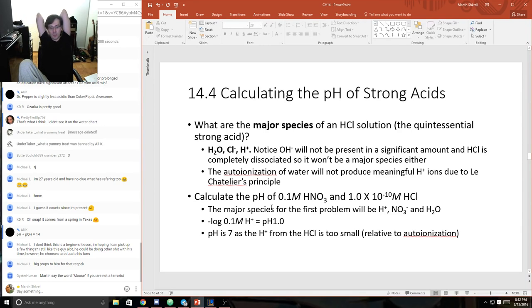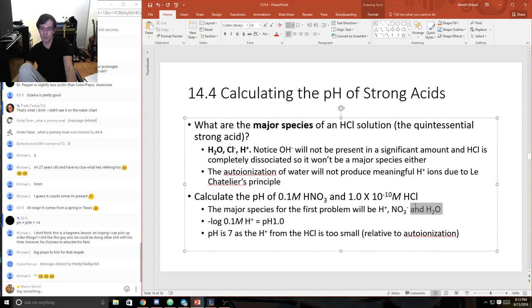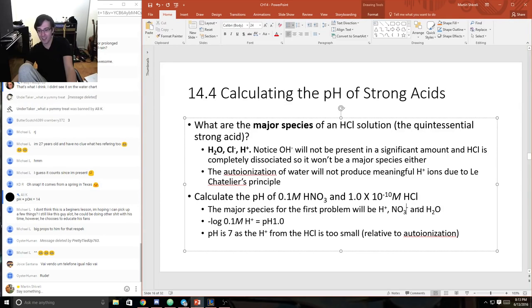So let's see how we can do that with this HNO3. So we have 0.1 molar HNO3, and then we have this very, very small 1.0 times 10 to the negative 10th molar hydrochloric acid. All right, so the major species for the first problem will be, of course, protons, the cation, and the negative ion, or the anion, and water. So the negative log of 0.1 molar of protons, which is how many protons there will be, gives us a pH of 1.